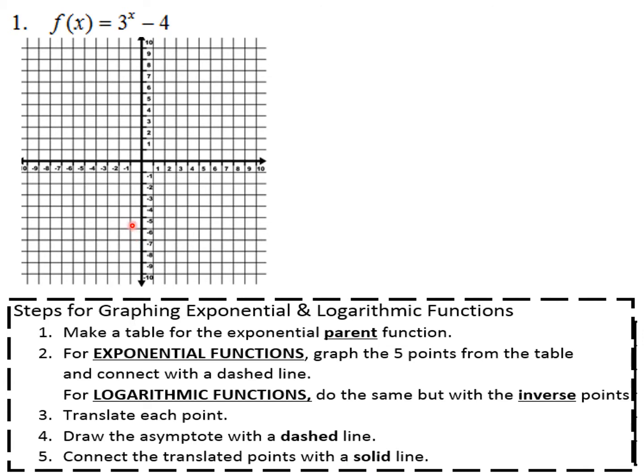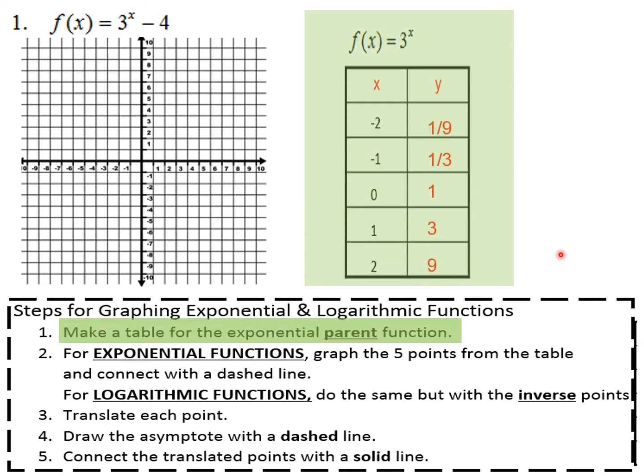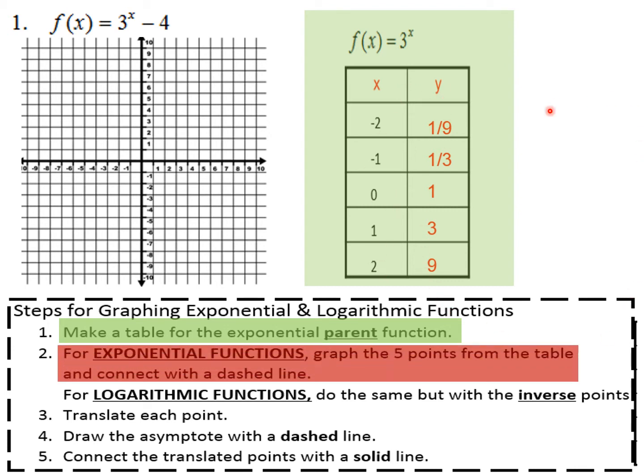All right, so now we're going to take what we learned about transformations, left and right and up and down. Let's see if we can graph this. The steps are at the bottom. We're going to first make a table of the parent function, which is just 3 to the x power. Here are our x's. We plug them in. Here are our y's. For exponential functions, we're going to graph at least 5 points from the table and we're going to connect it with a dashed line. That'll be our parent function.